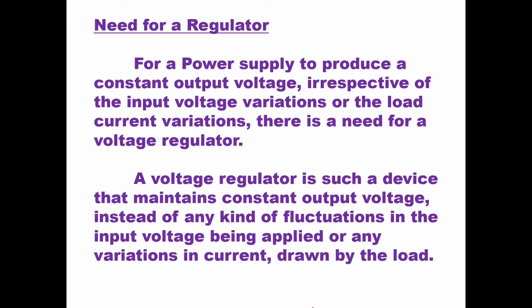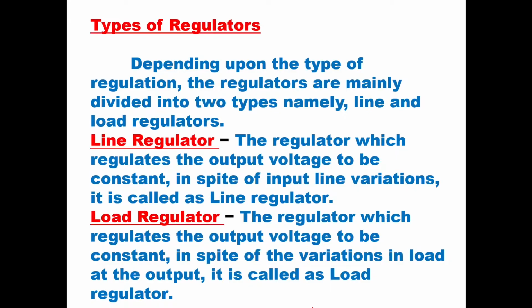So a voltage regulator is a circuit or a device that maintains constant output voltage in spite of any fluctuations in the input voltage being applied or any variations in the current drawn by the load. This is the definition of the voltage regulator and why we require it. Then in voltage regulation, there are two types. One is called line regulator and the other is called load regulator.